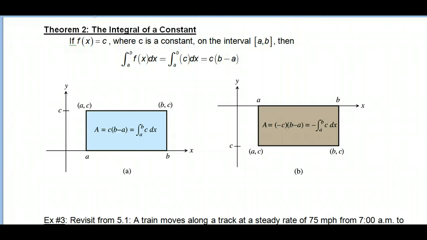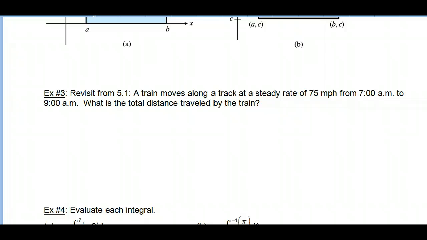And this next example I'll show you. We actually did this on the very first day, where we had a train that was going 75 miles per hour. It was a constant rate. So if you have a constant rate, you always have a rectangle. Make sense? Everybody good? So here's that revisit problem.